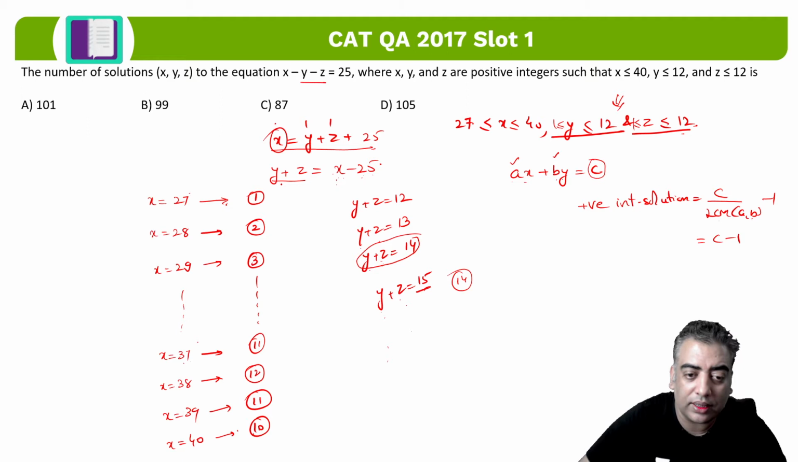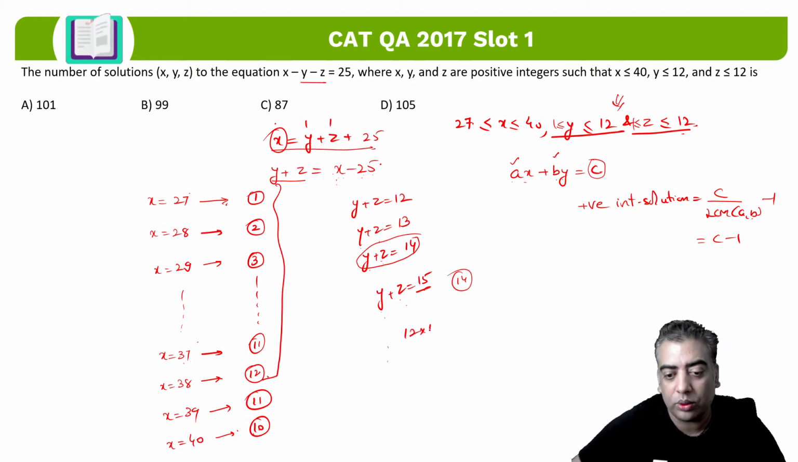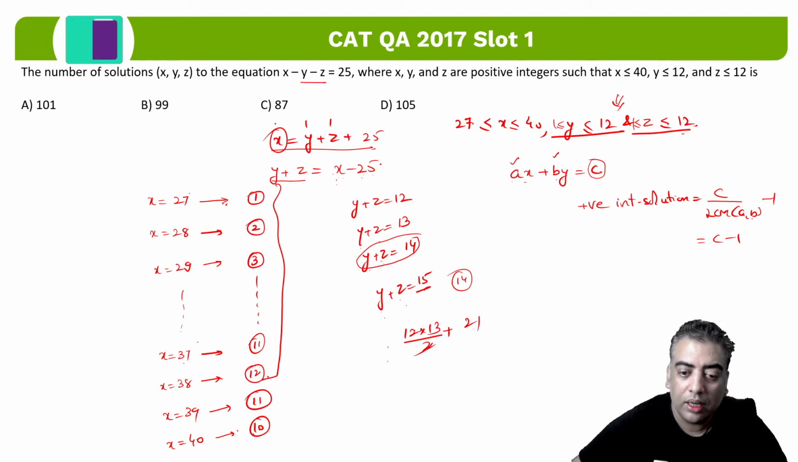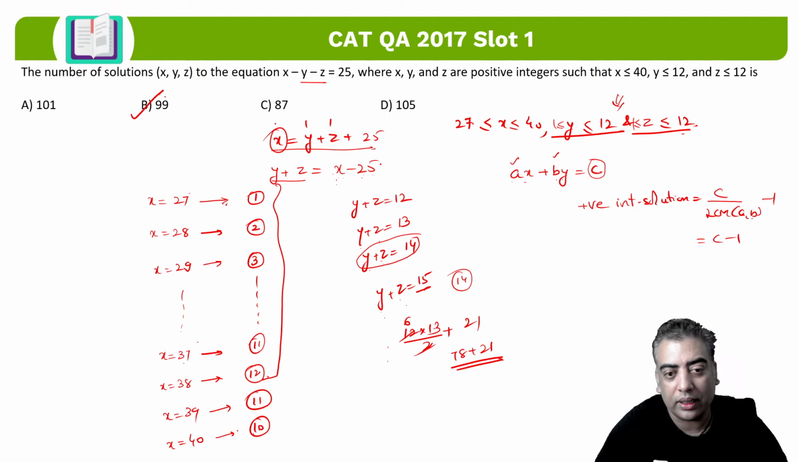Now you can clearly see that the pattern gives me the sum of 1 to 12, which is 12 into 13 by 2, plus 11 plus 10, which is 21. 2 gets cancelled out here. 6 into 13 is 78 plus 21. Sum comes out to be 99. So the correct answer option will be B.